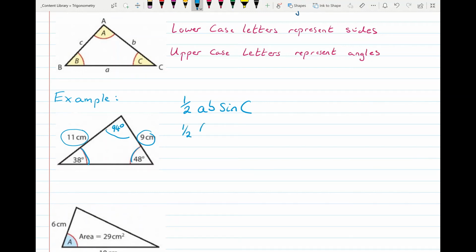Half ab sine C. It doesn't matter which side you put down as a and which side you put down as b, once they're on either side of the angle. And then put all that into your calculator, and it comes out as 49.379 centimetres squared. Important to include our units because that is area now.